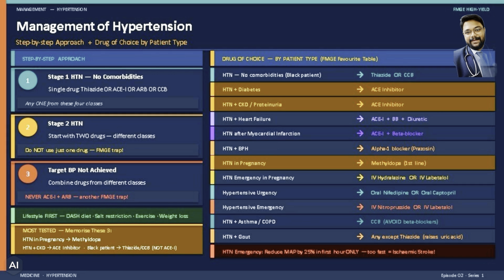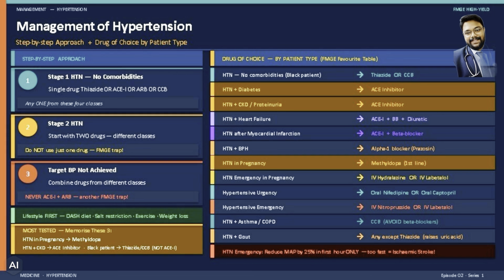Hypertension with asthma or COPD. Avoid beta blockers. Use calcium channel blocker instead. Hypertension with gout. Avoid thiazides. Thiazides raise uric acid. Read that table 3 times. Almost every FMGE hypertension question is answered in that table.